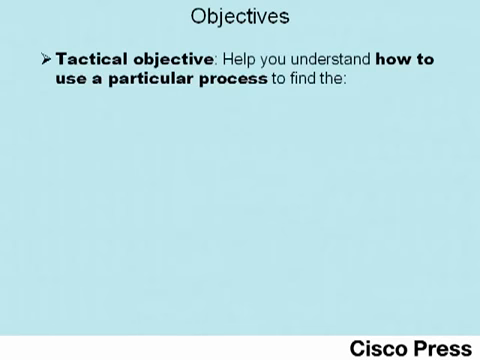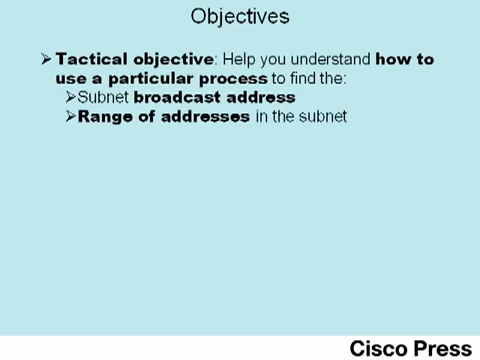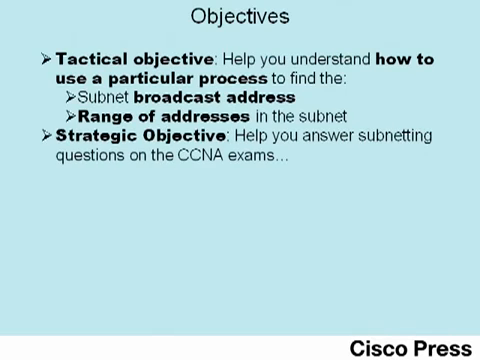This video has both a tactical objective and a strategic objective. The tactical objective is to help you understand how to use a particular process to find a subnet's broadcast address and then easily find the range of addresses in that subnet. Strategically, this video is here to help you learn how to subnet both quickly and with confidence so you can do well on the CCNA exams.